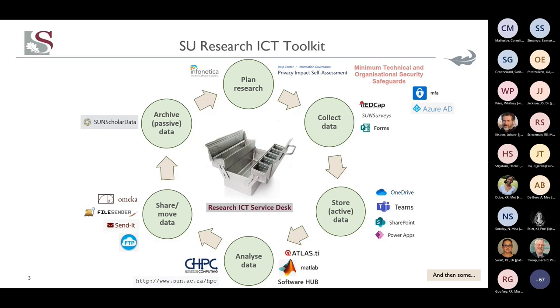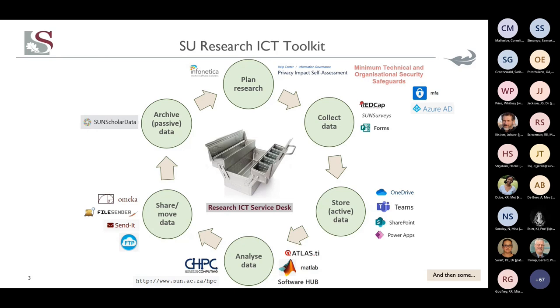So as was mentioned, when researchers plan their research, a good starting place is the privacy impact self-assessment tool that the Division for Information Governance made available, because this will classify the sensitivity of the research data, and the recommendations in terms of tools to use will be based on that classification. It can be minimal risk, low risk, medium risk, or high risk.